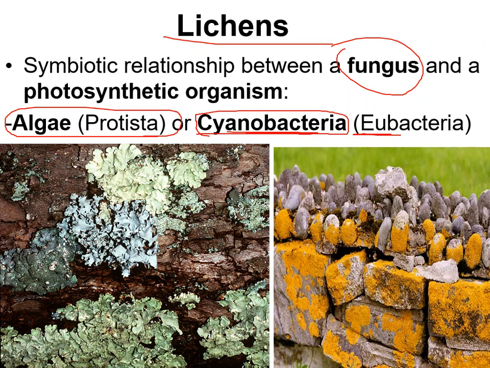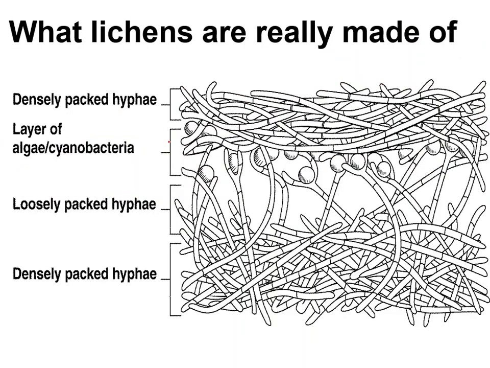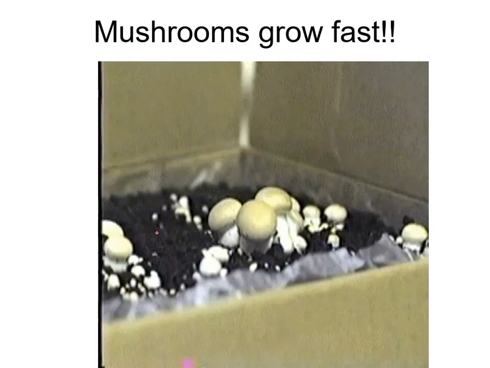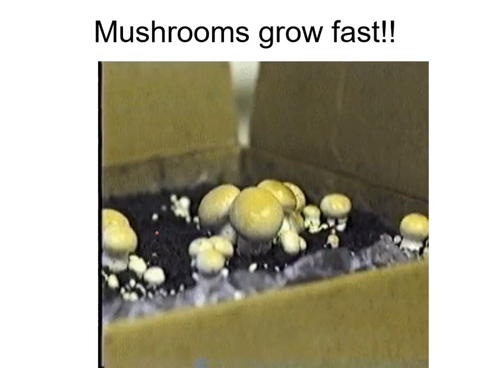So if you ever see a tree trunk or a part of a tree or perhaps a fence, either wood or stone that has this thing growing on it, that's a lichen. It's a symbiosis between fungus and a photosynthetic organism, either a protist or a cyanobacteria. If you're curious, you've got your fungus. It's like a sandwich. You've got your hyphae on the top and the bottom, and then your cyanobacteria or algae kind of in the middle. And there's a little mushrooms grow fast picture.